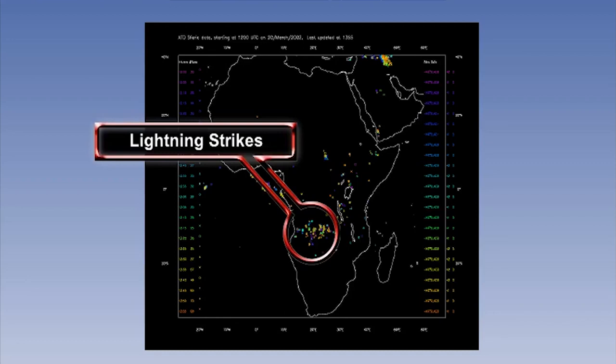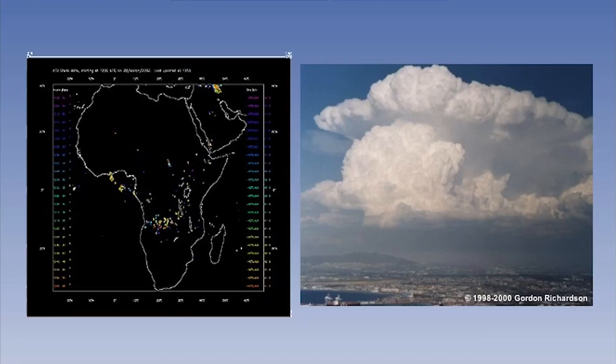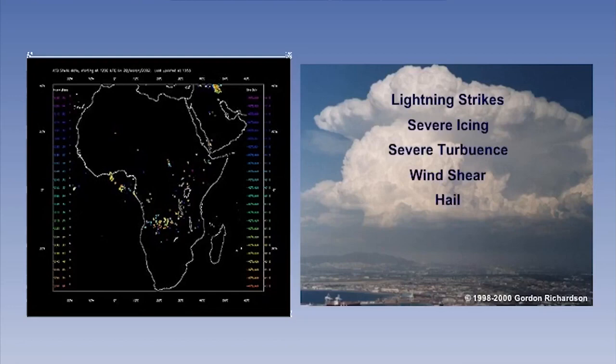Next, let's take a look at a form of remote sensing called atmospherics. This is a technique used to identify areas of lightning and hence thunderstorm activity. As we've heard many times throughout this training course, thunderstorm activity poses a serious hazard to aviation, not only from lightning strikes, but also from associated phenomena: severe icing, severe turbulence, wind shear, and heavy precipitation, often hail.